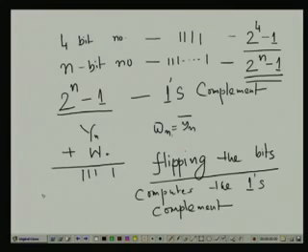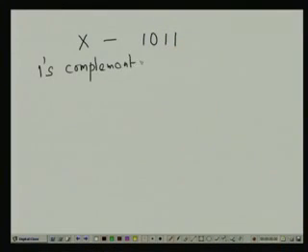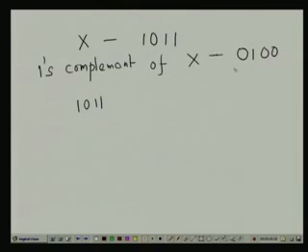That means, say if one number x is 1011, then the ones complement of x is 0100. Now see, 1011 and 0100, this becomes always all 1. So, in this way we define the ones complement.